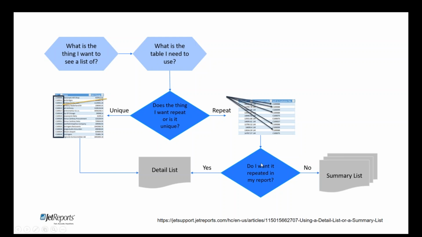Then I need to decide, should it repeat in my report or should it be a unique list? If I don't care and I want it to repeat, that's a detail list. That means I want to see each of those individual transactions. Or no, I want a unique list of customers because I'm going to sum up line by line: this customer bought a total of this stuff, this customer bought a total of that stuff. I want a unique list, so I'll go over to my summary list.